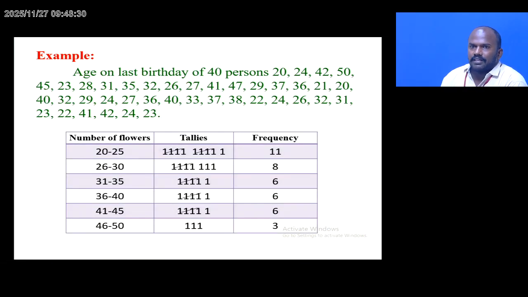For example, age. If the variables are large in number, you have to split them into class intervals. For example, split into 20 to 25, 25 to 30, 30 to 35, 35 to 40 and so on. Then you have to count the repeated numbers, make a tally, and find the final frequency value. Thank you.